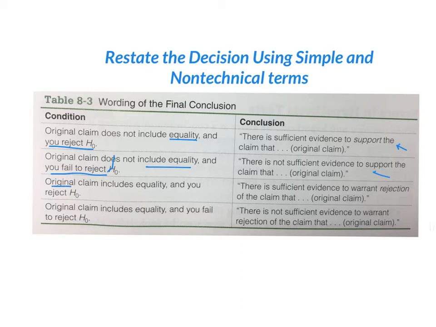Okay, if your original claim does have equals, which means your original claim is the null, and you reject the null, you would say there's sufficient evidence to warrant rejection of the claim that. And the last one, if your original claim contains equality, which again means the original claim is the null, and you fail to reject it, you would say there's not sufficient evidence to warrant rejection of the claim that the gender selection does work.